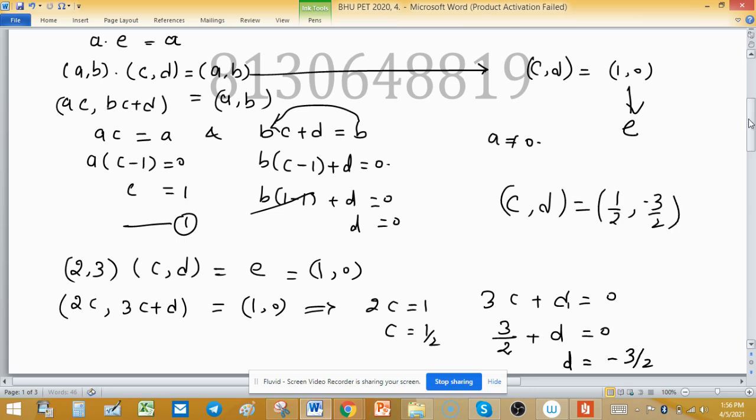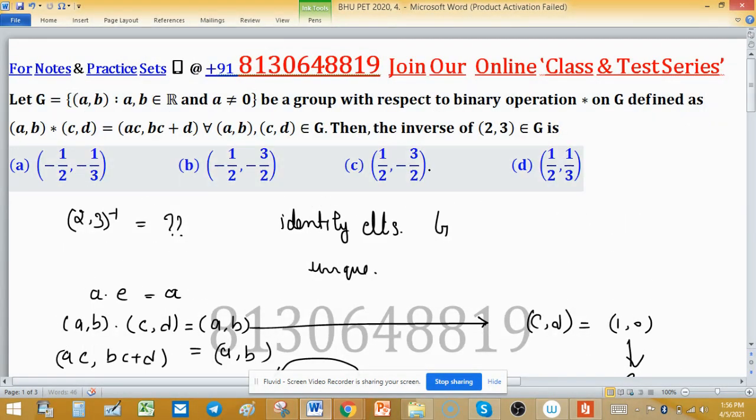Now check which option is giving (1/2, -3/2). Option C is the same. So option C is the correct answer.